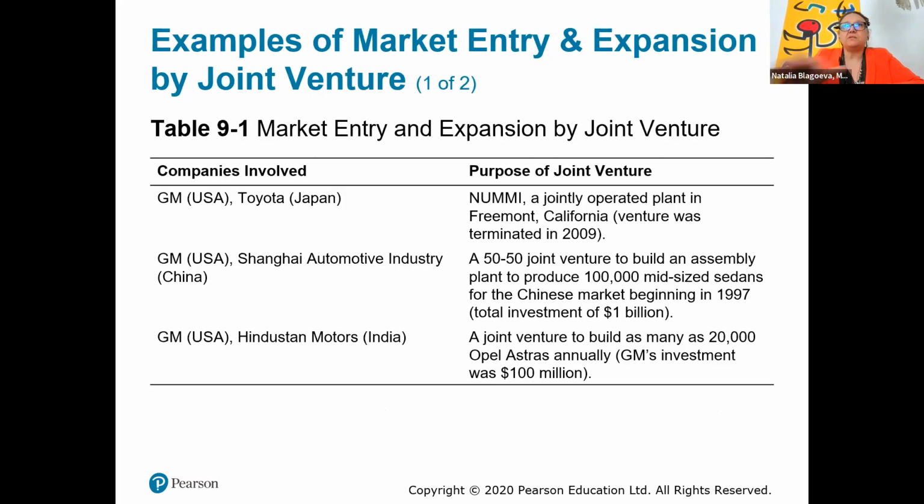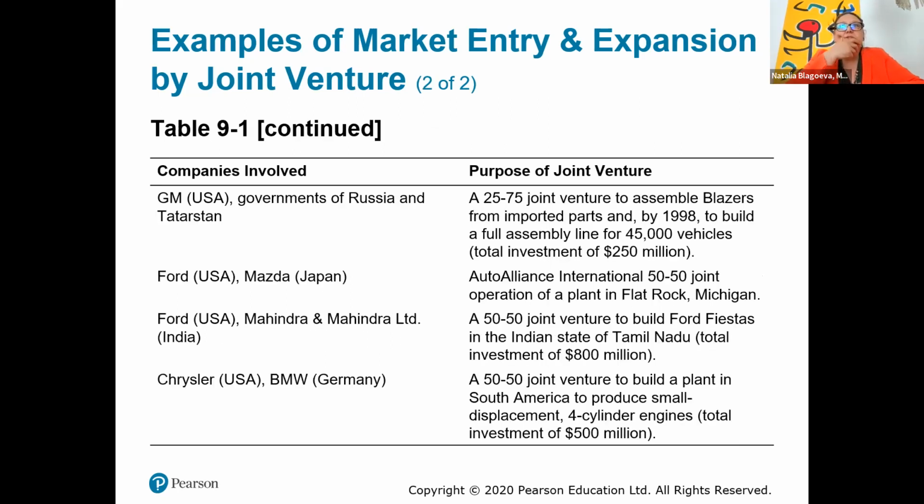Here are some examples of market entry and expansion through a joint venture. Specifically, the examples here relate to General Motors. So you see in how many cases we actually go into joint ventures with Indian companies, with Japanese, and so on. So here the list continues. And you can see here the variation. In many cases, this is a 50-50 joint venture, but in some cases it could be, for example, 25-75. In general, a 50-50 joint venture sounds attractive, but it's actually very difficult to operate because you always need the consensus of all parties. And that's not always easy to have.